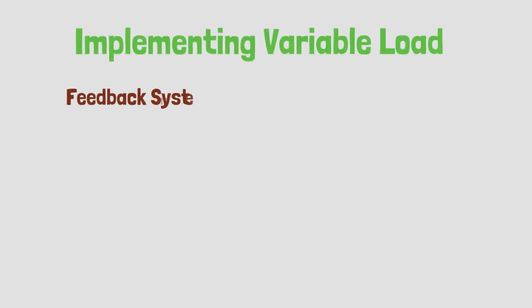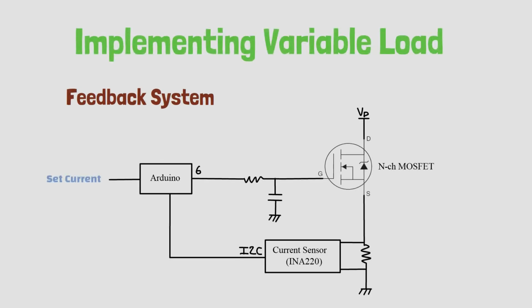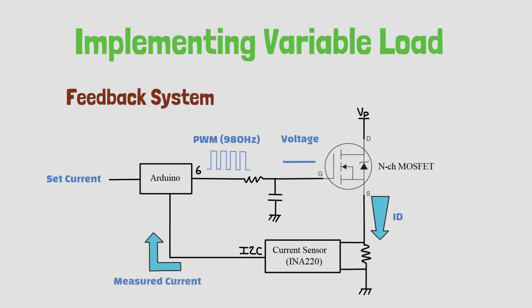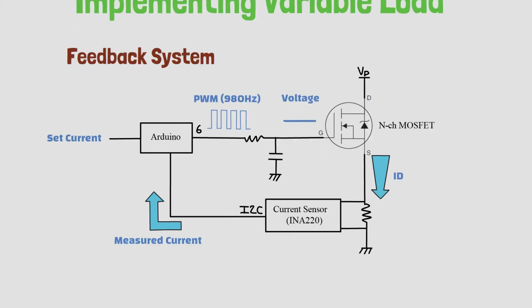Using these characteristics of the MOSFET, we can put an Arduino with a PWM output to control the voltage of the gate, and then measure the drain current with the INA220 current sensor, which is fed back to the Arduino for comparing with the set current, which is used to adjust the PWM value calculated by the PI controller.